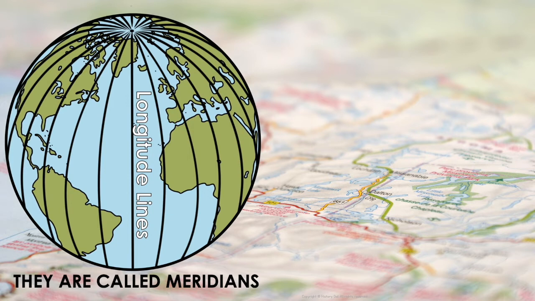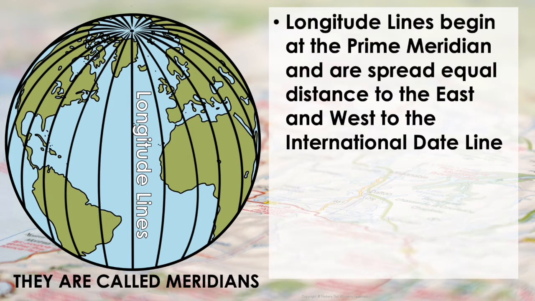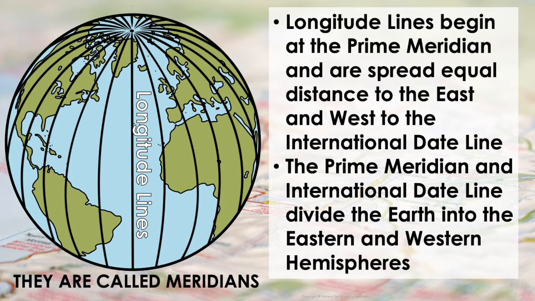The lines of longitude are called meridians, and longitude lines go around the long ways of the Earth. Longitude lines begin at the prime meridian. They spread equal distance around the east and west, to the international date line. The prime meridian and the international date line divide the Earth into east and west hemispheres.